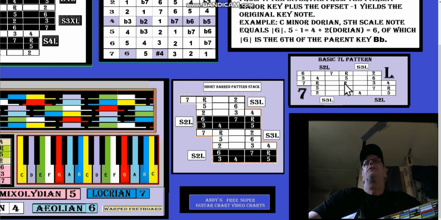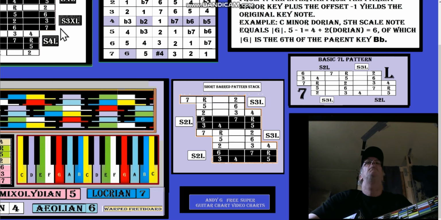So here now starts another S2L. When you substitute the entire S3XL, here it is, 5, 6, 7, R2, 3, 4, 5, 6. Starts on 5, 6, ends on 5, 6. So you go 2, 3, 4, 5, 6. I'm going to jump that 5, 6 up to here and finish off with an S3L up here.